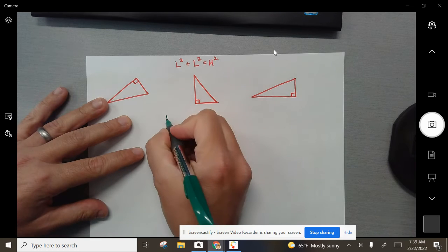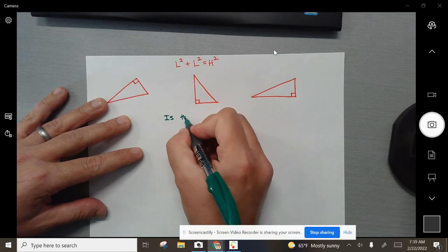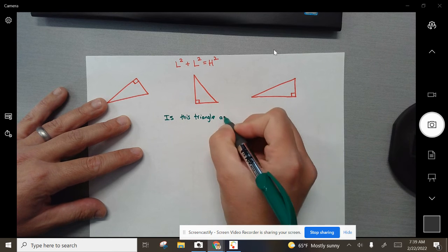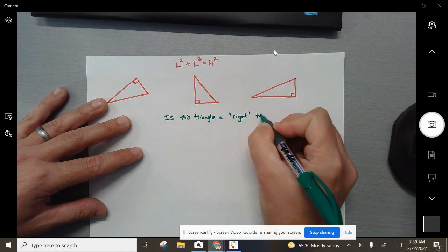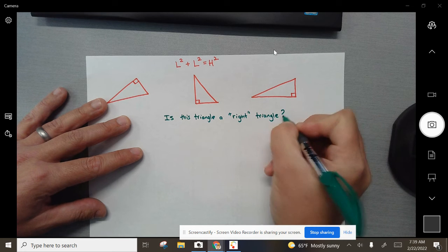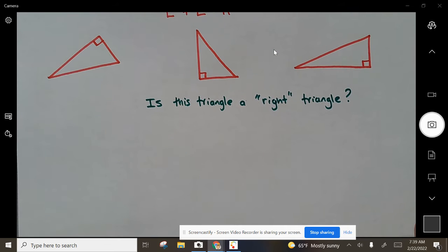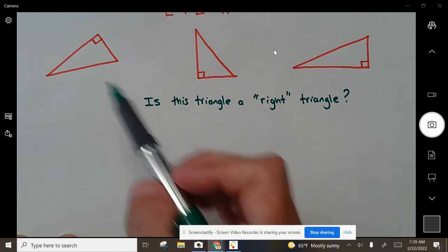Is this triangle, I'm going to put it in quotations, a right triangle? Is this triangle a right triangle? We're going to go through all three of these questions basically. You're going to ask yourself, is this a right triangle?